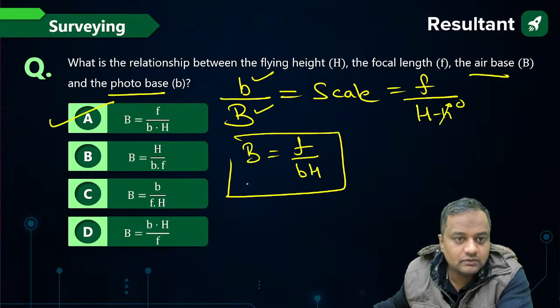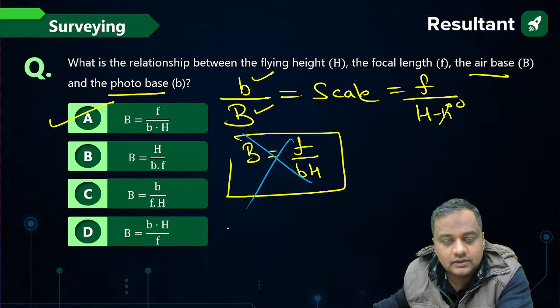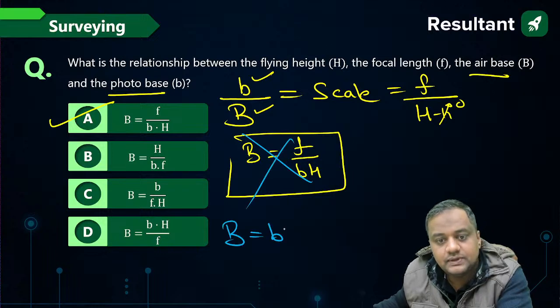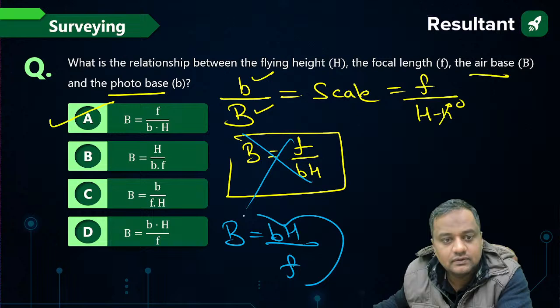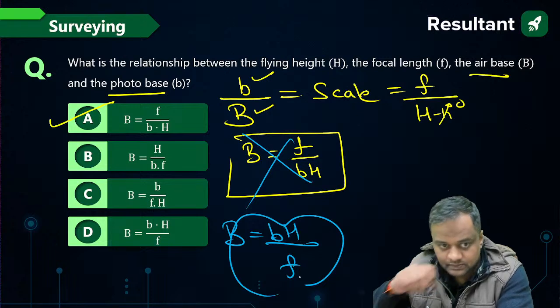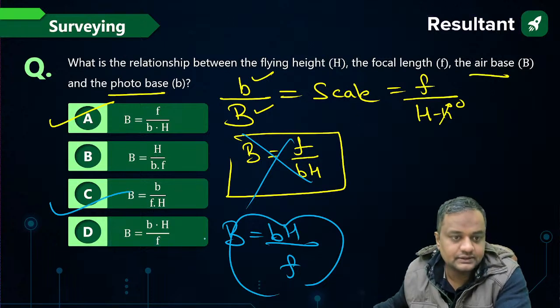This is wrong or what? B is equal to B into H by F. Sorry, B is equal to B into capital H by F. B into capital H by F. That is option number D.